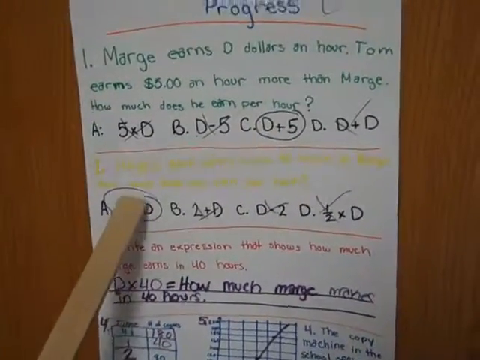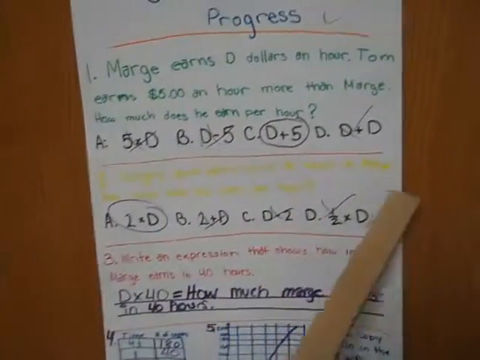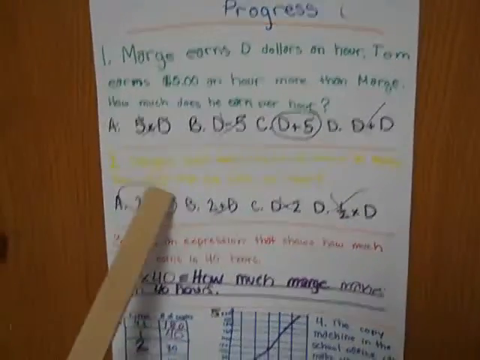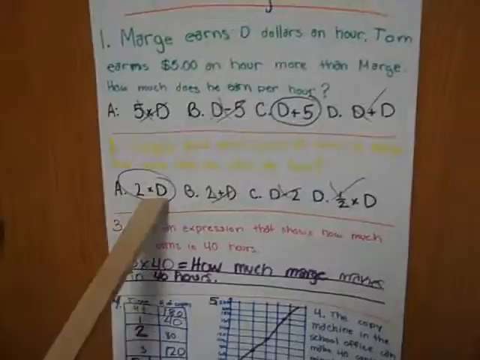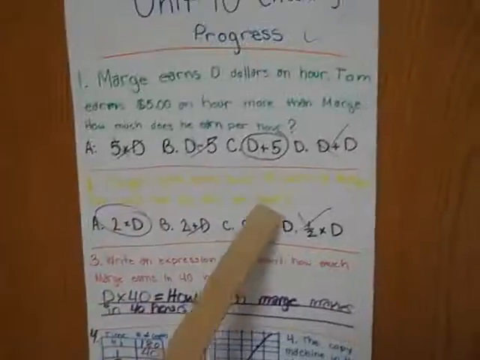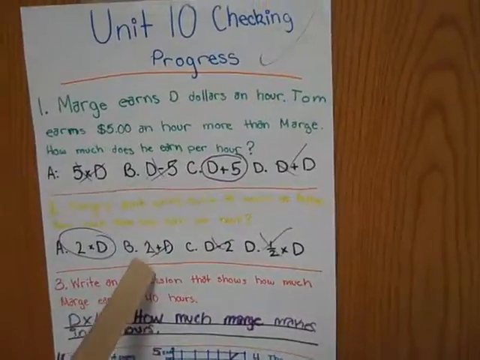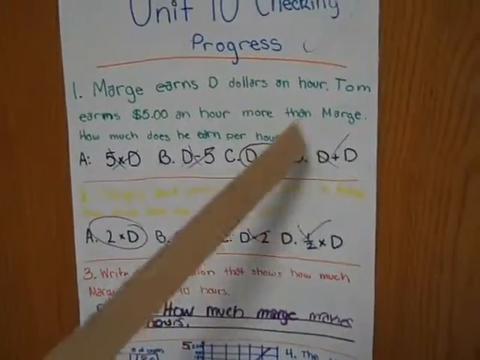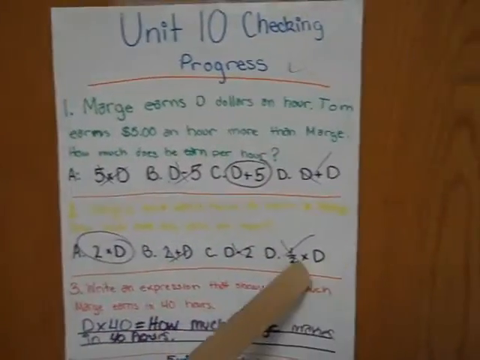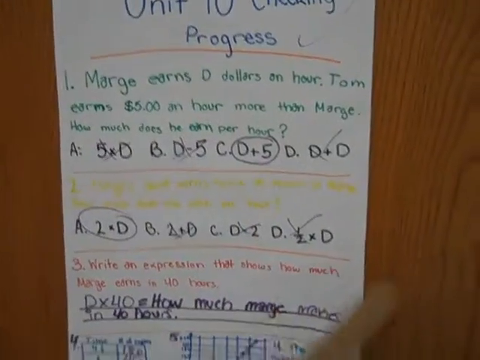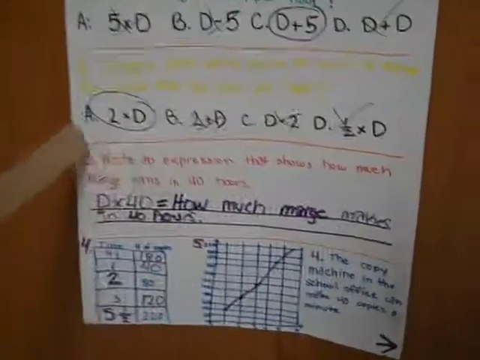Next question. Marge's aunt earns twice as much as Marge. How much does she earn per hour? Well, we already know the answer is 2 times D because twice as much as D. 2 plus D would not work because it says twice as much. And D minus 2 would not work because it says twice as much. And it says twice as much, it doesn't say half. Twice as much, D. So the answer is A.